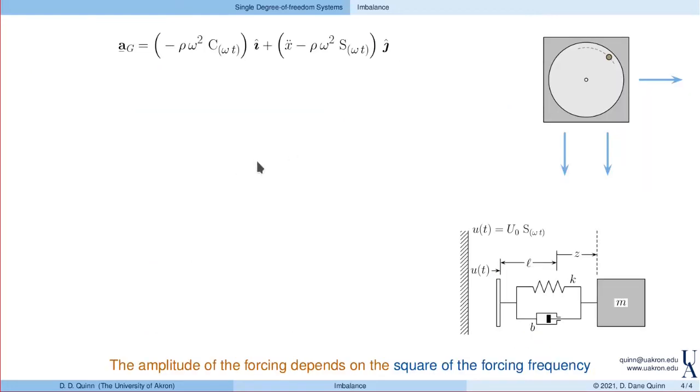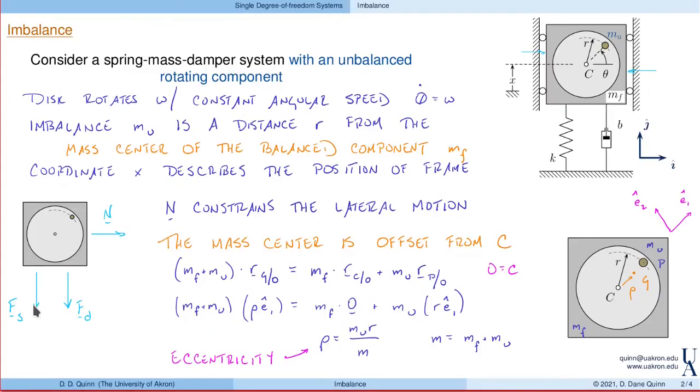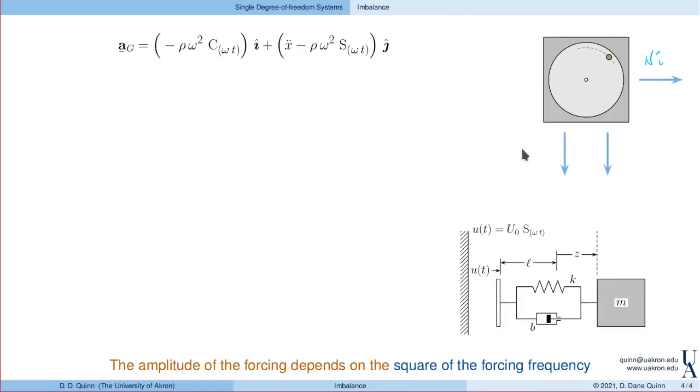So finally, let's go and determine the equations of motion. We still need these forces. This was the normal force, which is unknown, so I'll write that as n in the i direction. These were from the spring and the damper, so let's go back and remind ourselves of those forces and where they came from. Here, the displacement of the frame is x. We can assume that measures the displacement of the spring and the damper. So the spring force is minus kx in the j direction, and the damping force is minus b times x dot in the j direction.